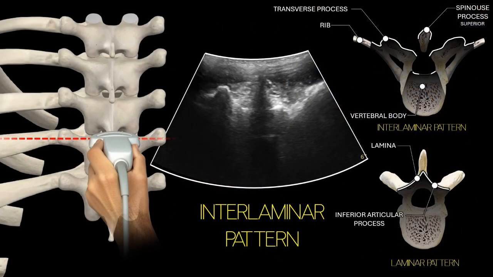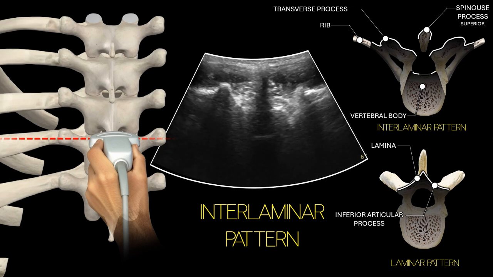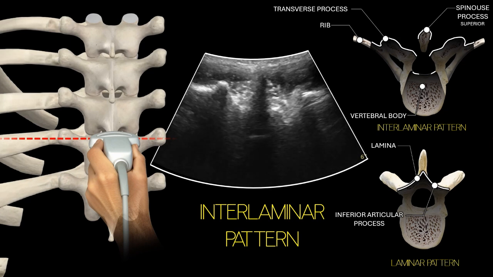In this real-time video, the interlaminar pattern can be identified, showing the acoustic shadow cast by the spinous process of the superior vertebra, along with the spinal canal and the anterior complex. The transverse process, costotransverse joints, and ribs are also clearly visible.